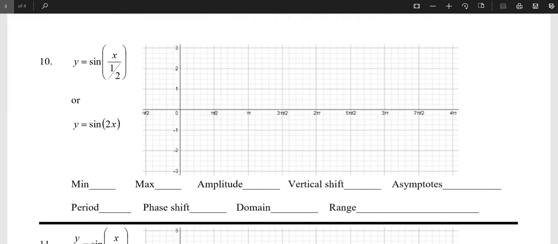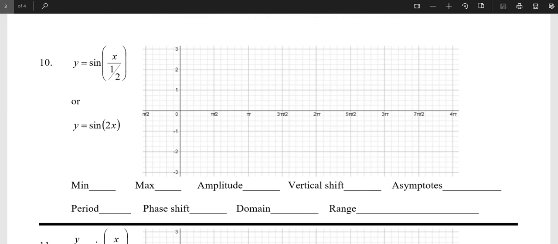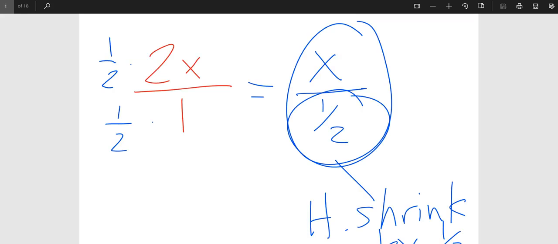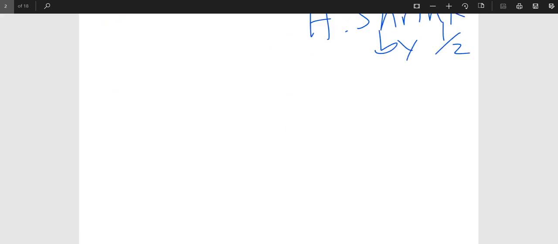Where was the one? Oh, yeah, 10. 10's good, and then we'll keep going because this is what you're going to be given. y equals sine 2x. I need to show you some algebra because if you don't do this, I am afraid you will make mistakes. Okay?